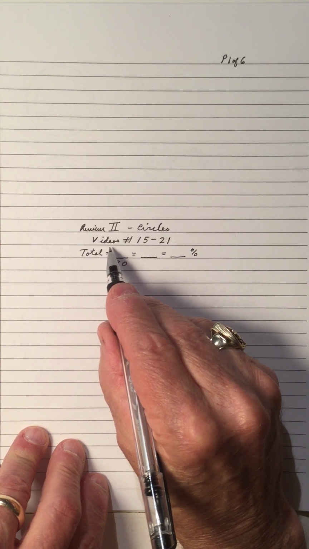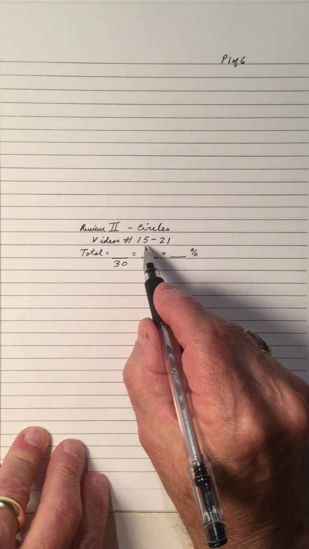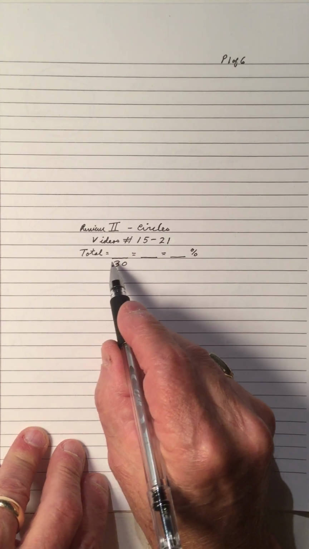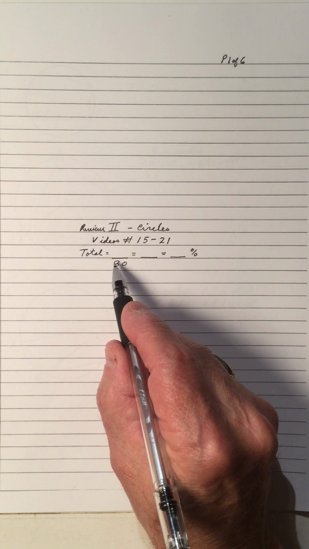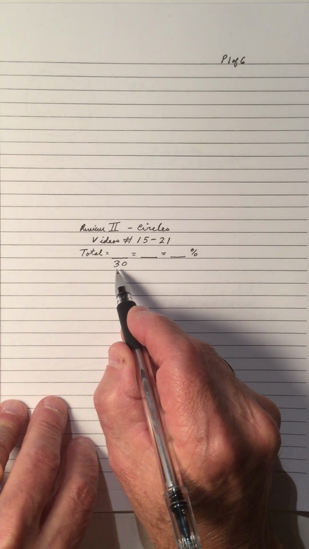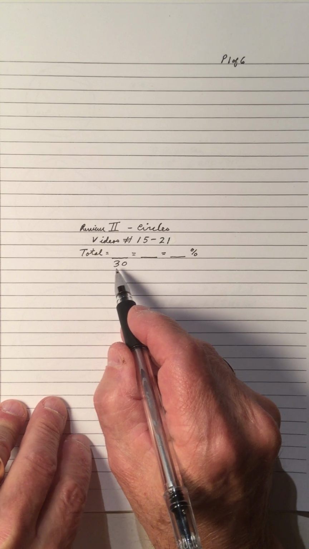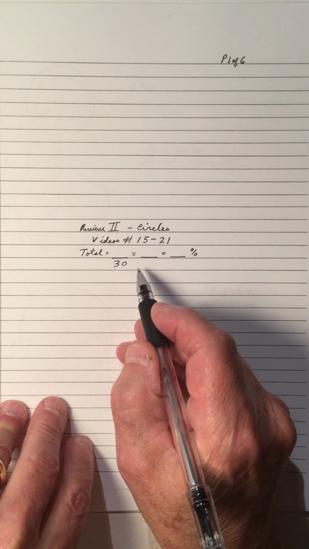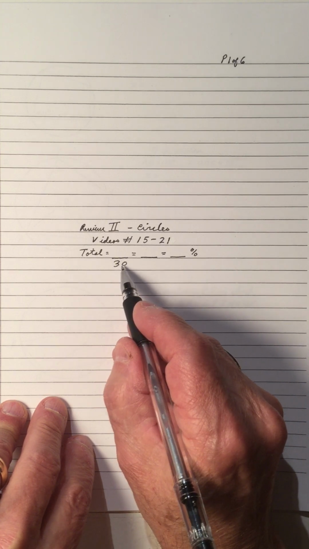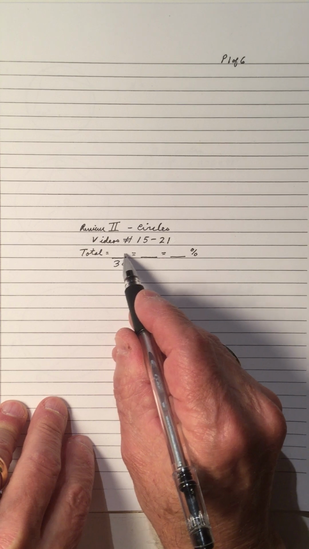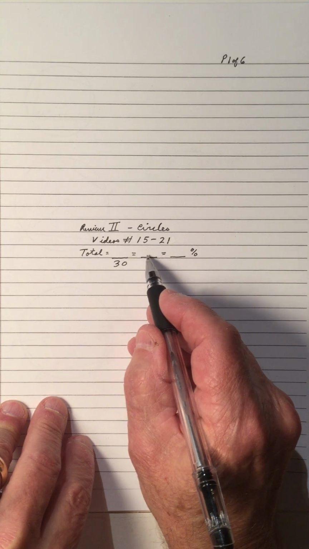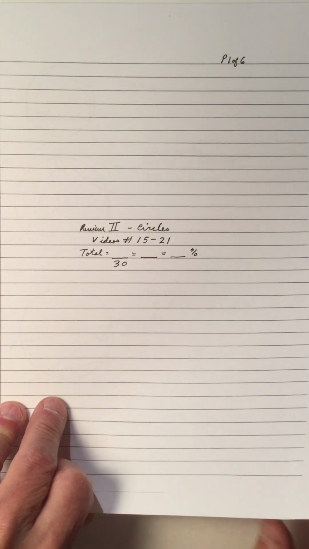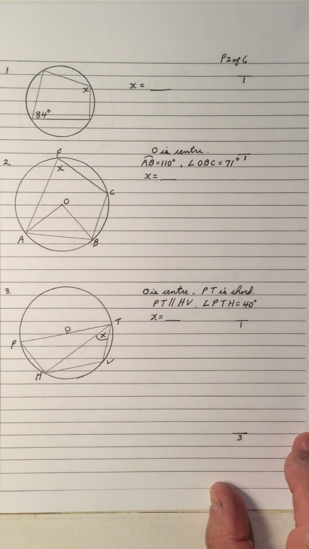This video is on numbers 15 to 21 with this review. And the total for this review, which you treat as a quiz, is out of 30. So give yourself a score for each question, add up the marks on each page, and get the total. Put it over 30, divide 30 into the number you have in the numerator, convert it to a decimal, and then multiply by 100 or move it 2 places to the right to change it to percent. Here we go. Let's do the review.